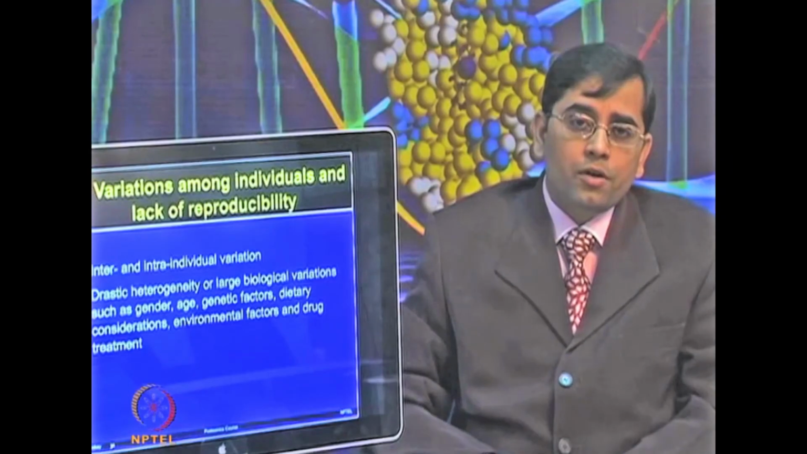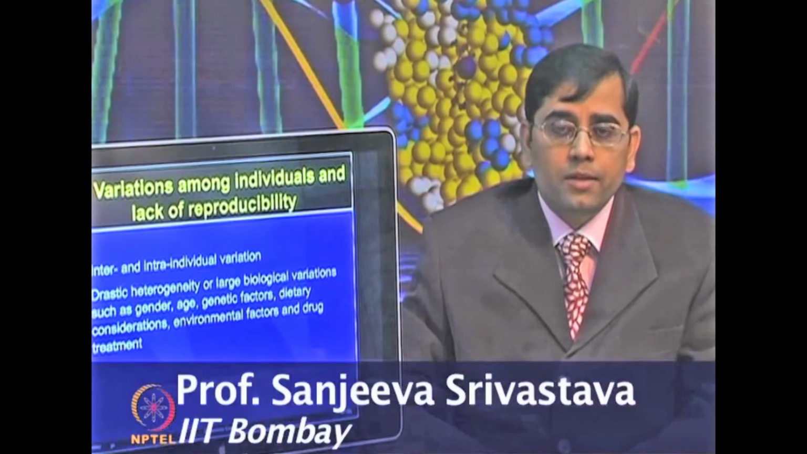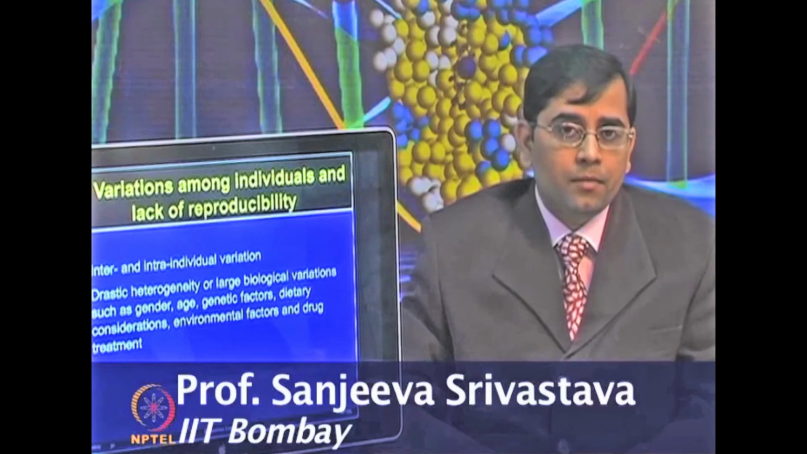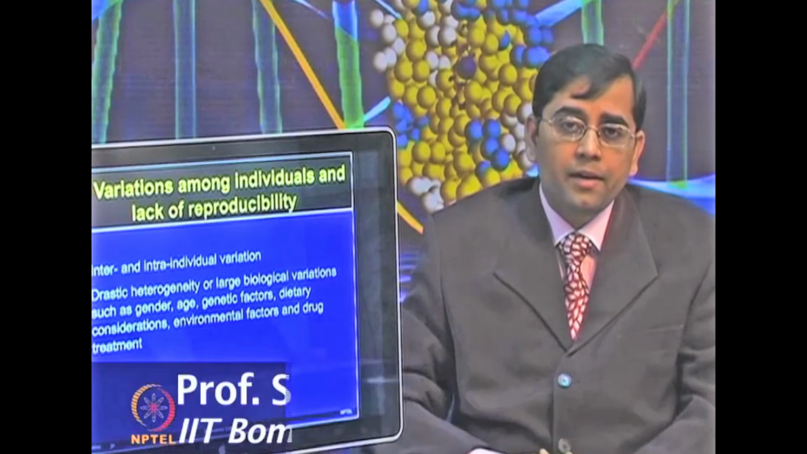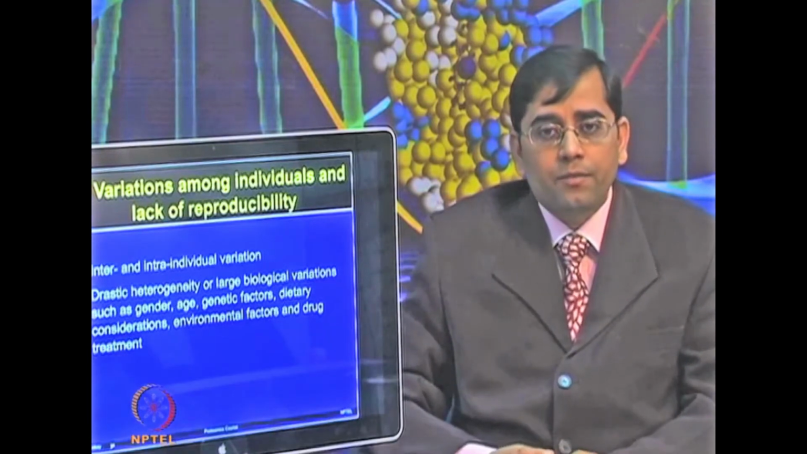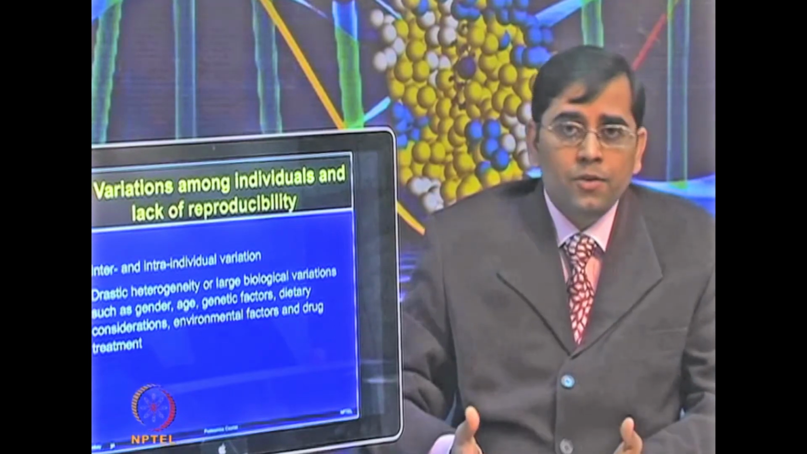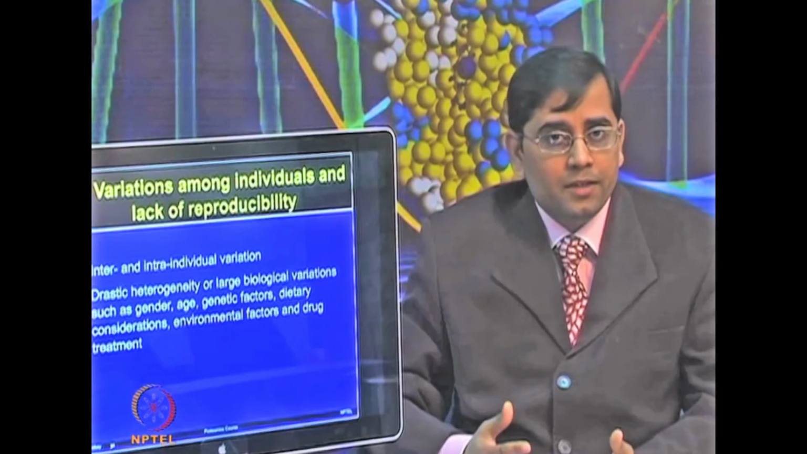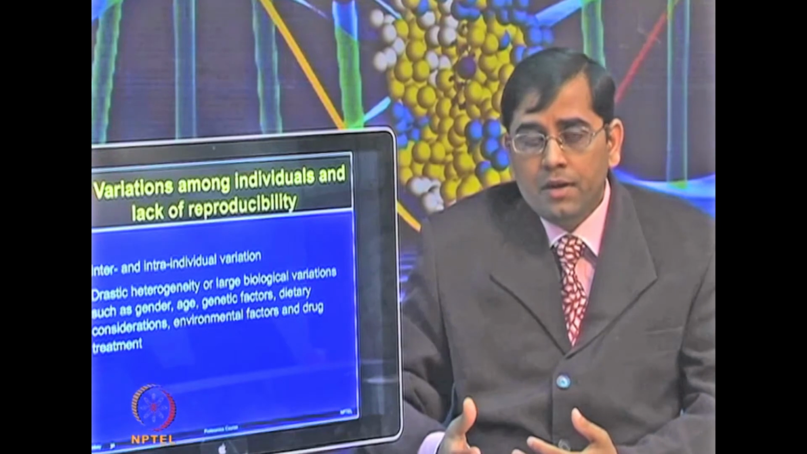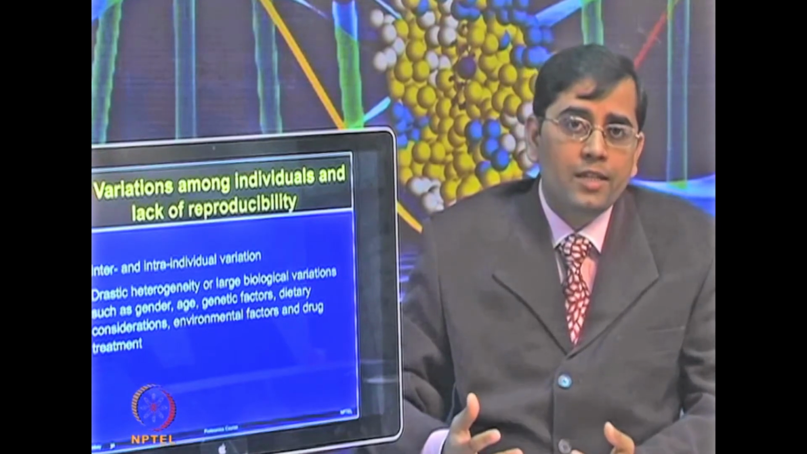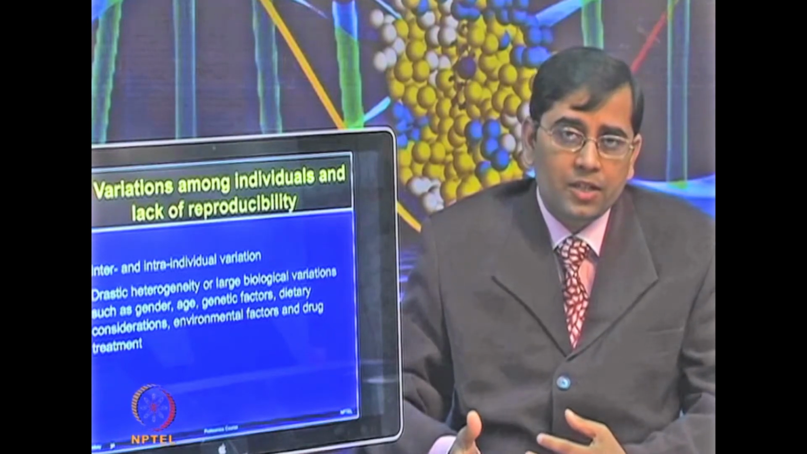Now, let us talk about the fourth point, another challenge: variations among individuals and lack of reproducibility. These are some of the very major issues in clinical studies, where you have inter and intra individual variation. Intra individual variation is obviously more expected, but even within one person, due to diet and different types of medication, the serum or plasma proteins can change. So, how to avoid these inter and intra individual variations?